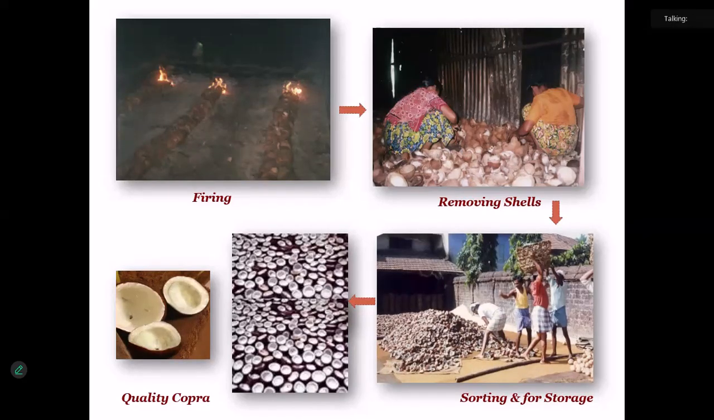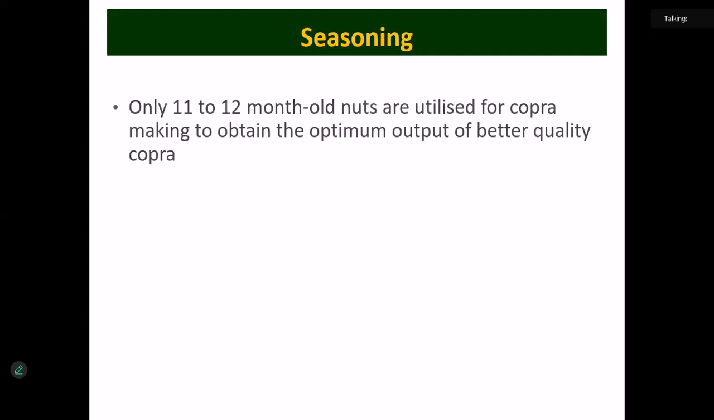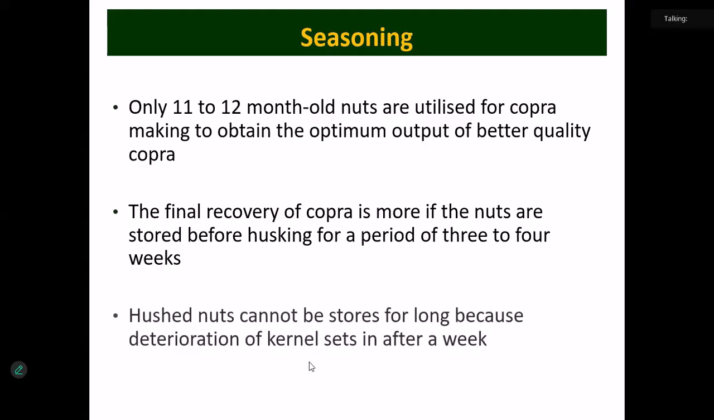Finally, sorting and drying. Now I will explain one by one. Number 1, seasoning. Same as earlier, copra nuts are stored. How many weeks? 3 to 4 weeks. That's enough, no need to wait 6 weeks. Seasoning period for DC, how many weeks? 3 to 6 weeks.